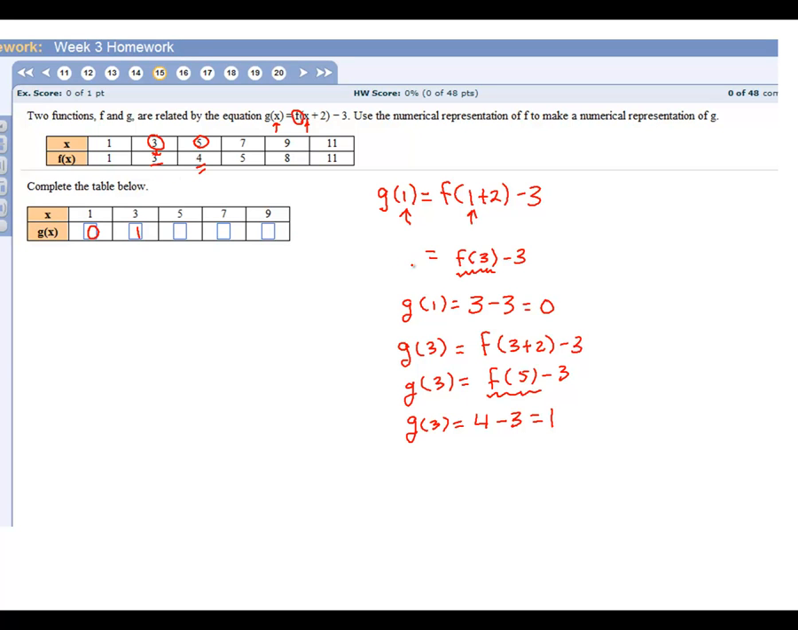So you can complete the rest by doing the same, but that's how you make use of the function values of f to determine g.